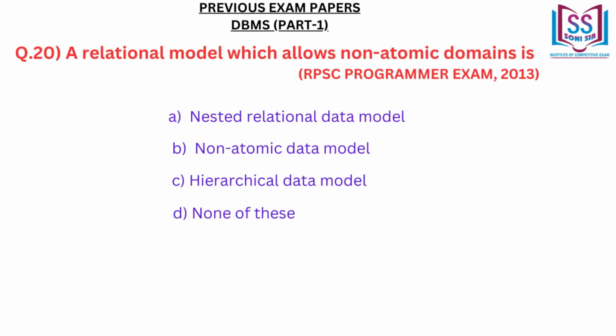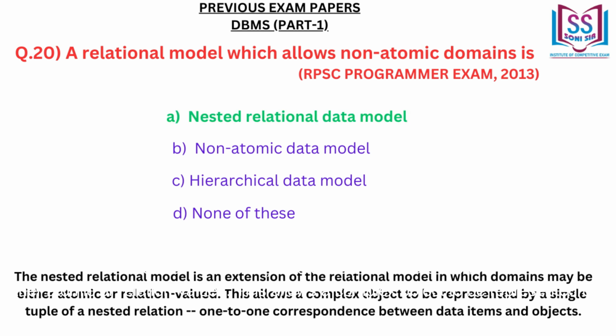A relational model which allows non-atomic domains is: A. Nested relational data model. B. Non-atomic data model. C. Hierarchical data model. D. None of these. Correct answer A.